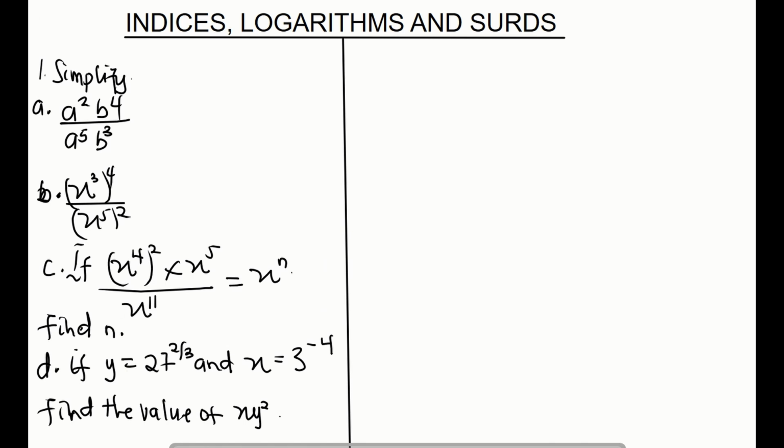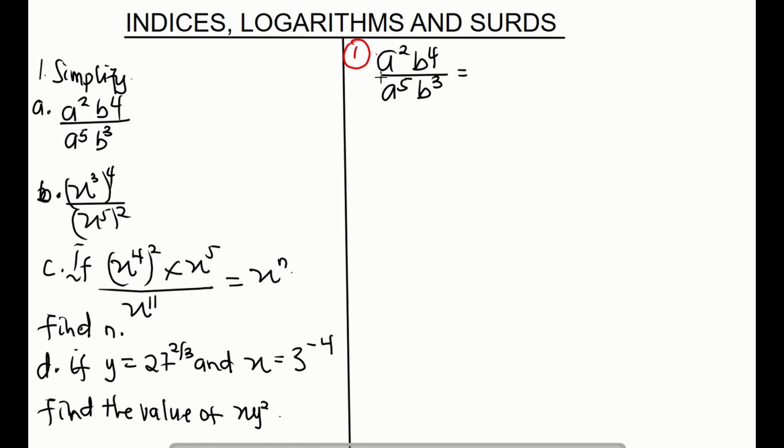Alright, so from question 1a, we have to simplify a to the power 2, b to the power 4, all over a to the power 5, b to the power 3. In all these cases, we can see that there are some that have similar bases. So, using the rules, the ones that have similar bases, we shall apply the rules to them so that we can get the answers.